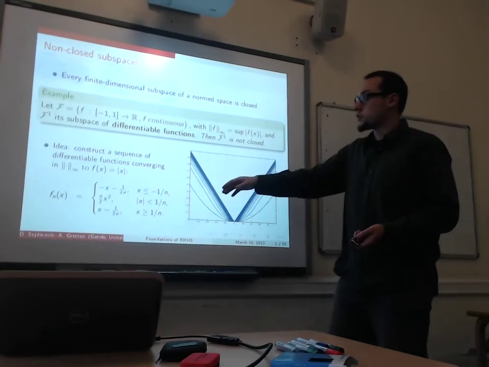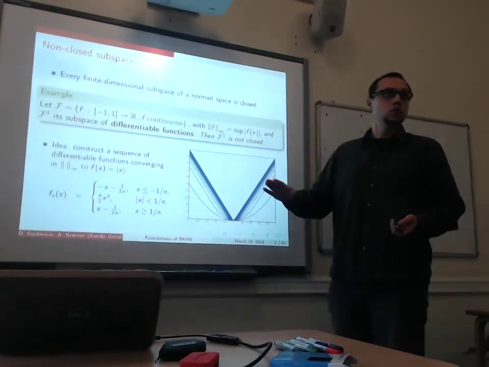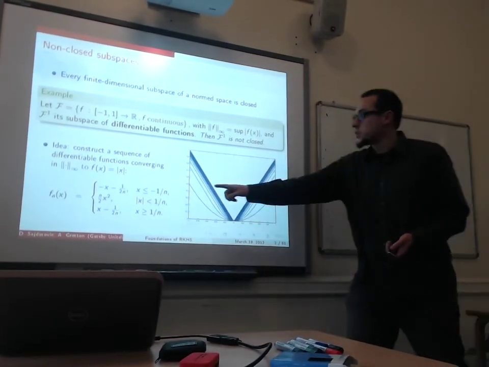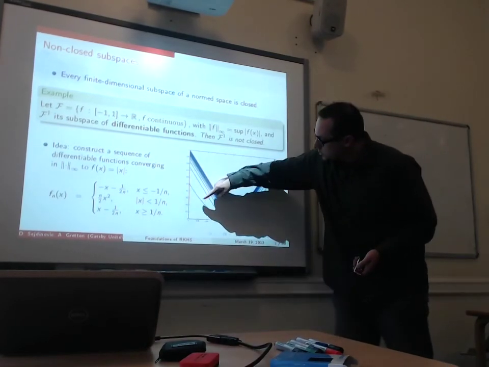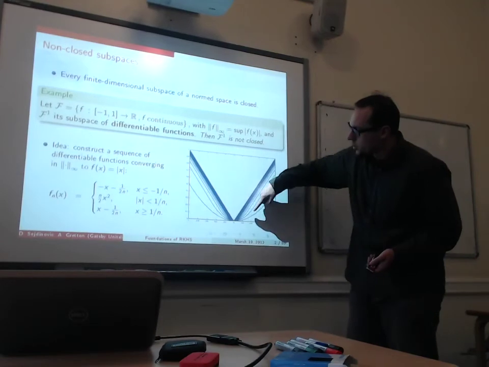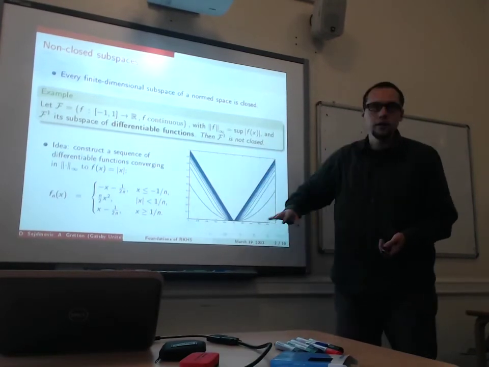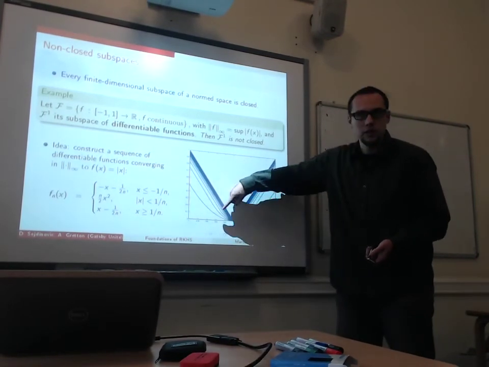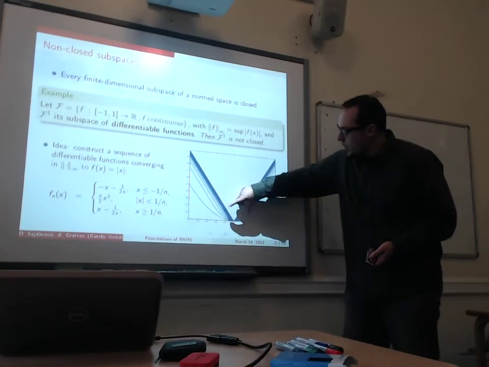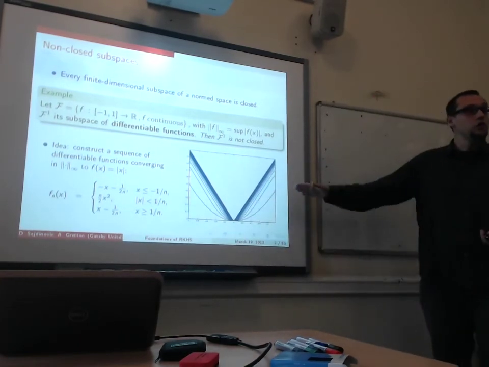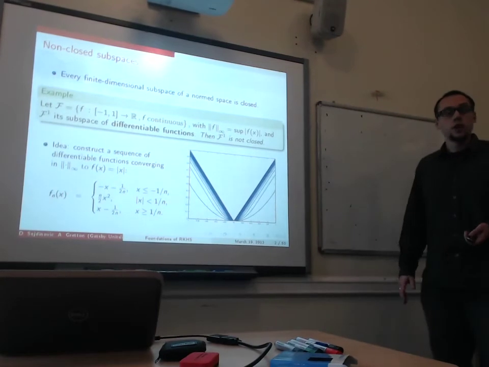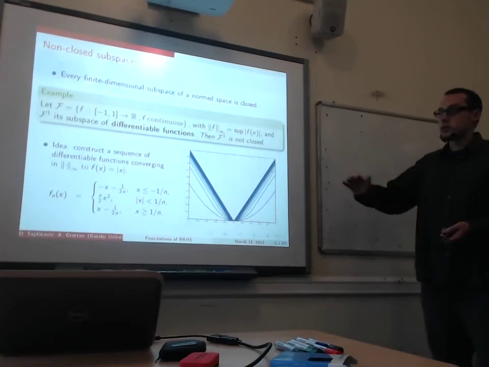Say you take a non-differentiable function, such as absolute value, and you construct this sequence. All of these functions are differentiable, so they are piecewise linear, and then they have a quadratic component here, and you define it to make sure that the derivative exists at every point. And then you make this quadratic component smaller and smaller, and you uniformly converge to a non-differentiable function. Therefore, this subspace is not closed.